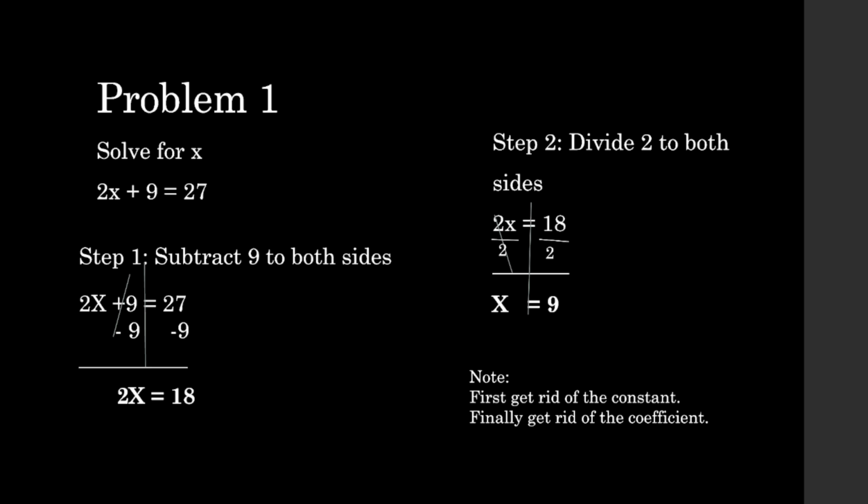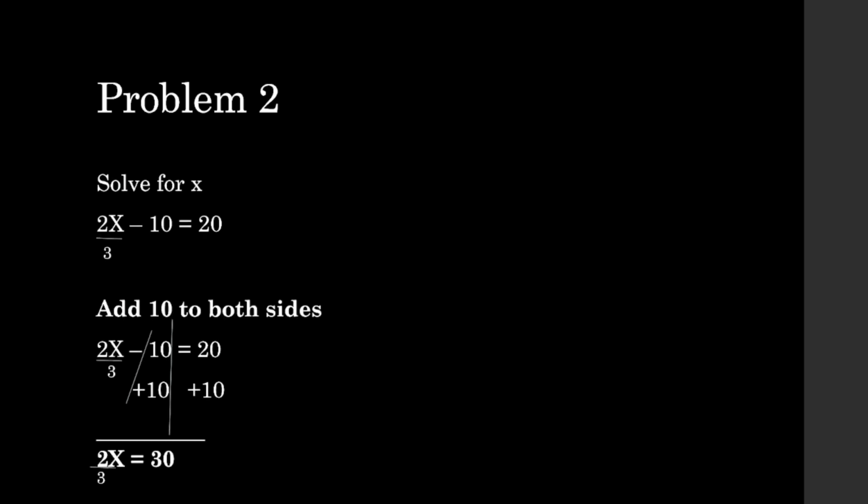Let's try to do a little bit more complicated. Not too complicated, but let's just try it. We have problem number 2. So we solve for x. You have 2x over 3 minus 10 equals 20. I gave you the first step right here. Hopefully you guys knew right off the bat that you get rid of the constant. So we add 10 to both sides. So plus 10 on one side and plus 10 on the other side. And now you're left with 2 over 3x equals 30.